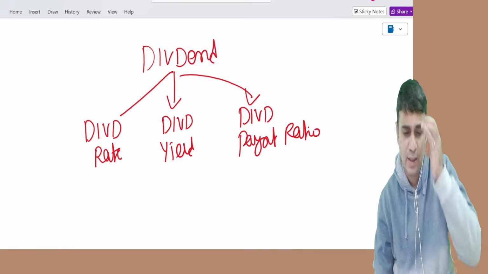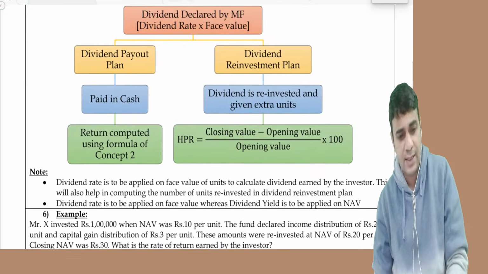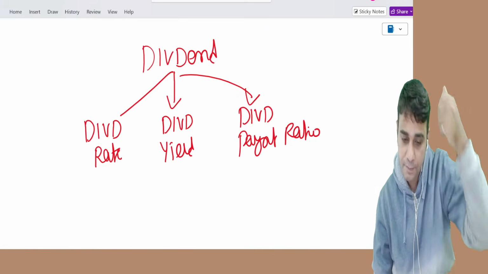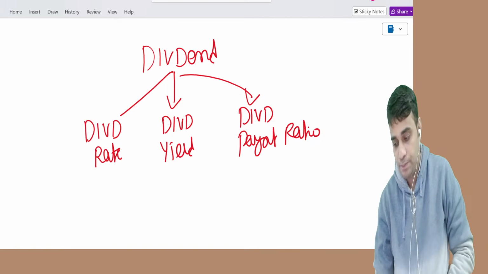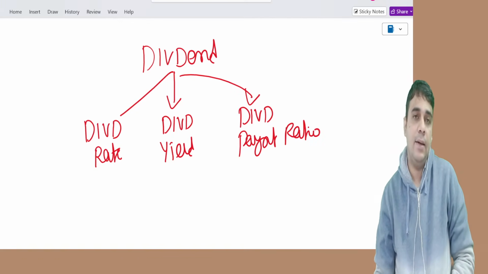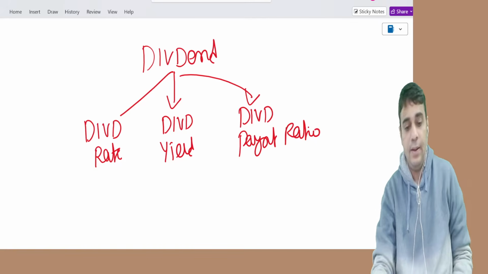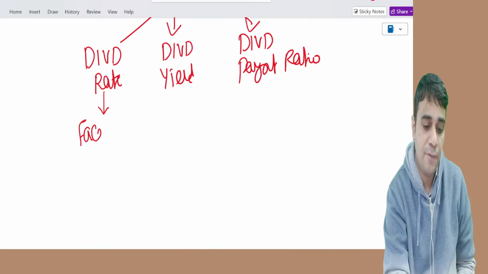You may note this, okay? I think it may not get covered fully here. It is covered, but still note it down. Dividend splits into three: dividend rate, dividend yield, dividend payout ratio. Rate, yield, and payout ratio. Dividend rate is multiplied with face value.